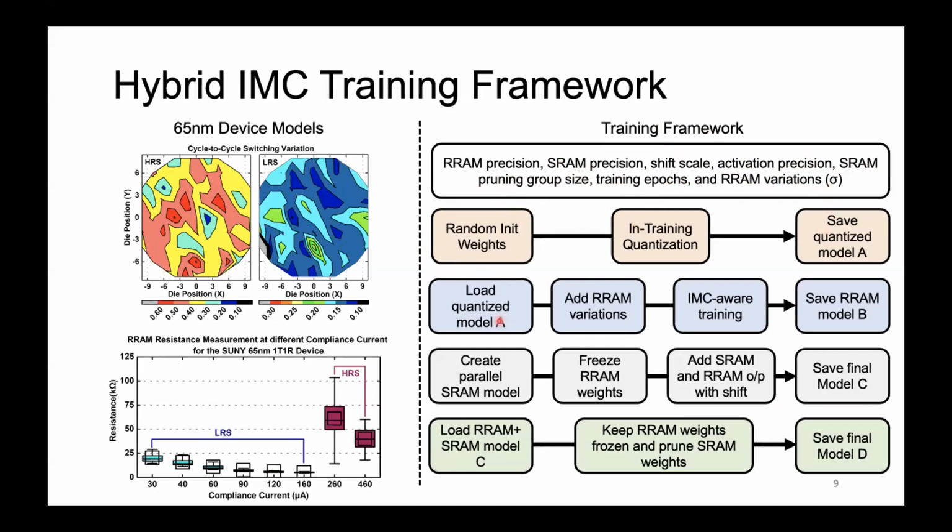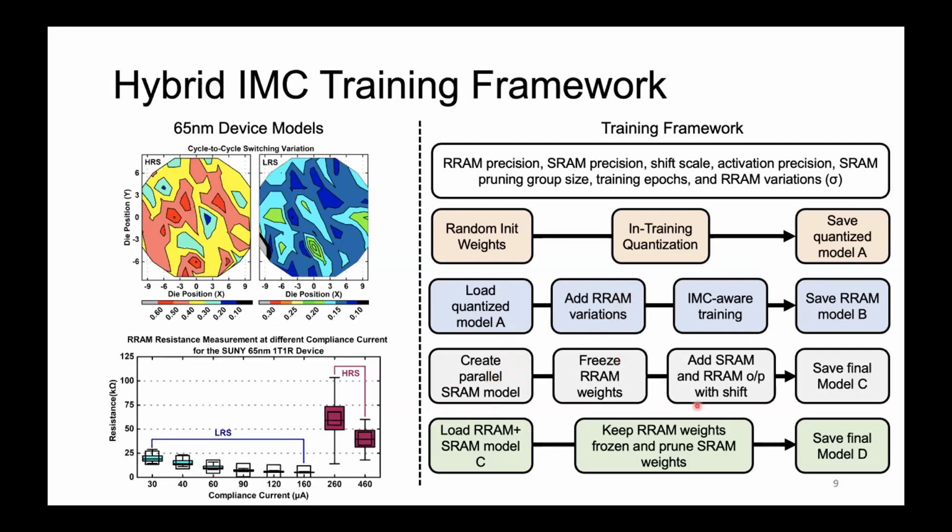The quantized model A is then loaded, and we add RRAM variations and perform IMC-aware training, where we break up large convolution to small convolutions depending upon the size of the IMC crossbar array. We add the bit serial computing effect and also the ADC quantization, and then store a model B. Next, we create a parallel model to that of the RRAM model, which forms the SRAM model.